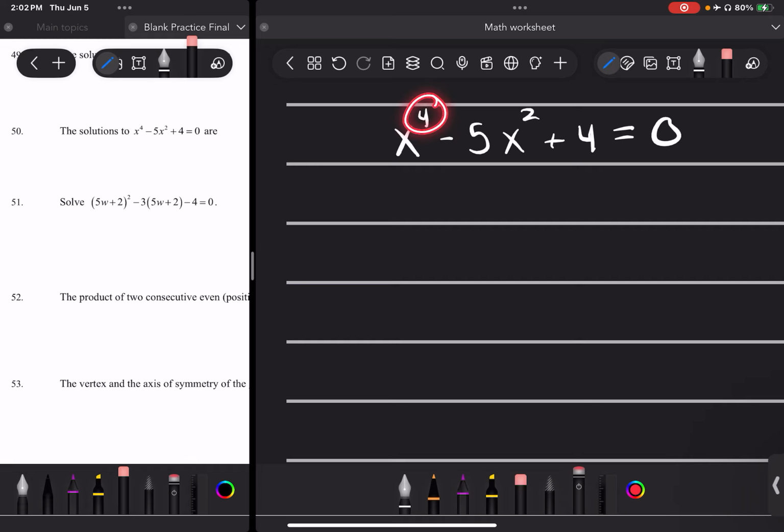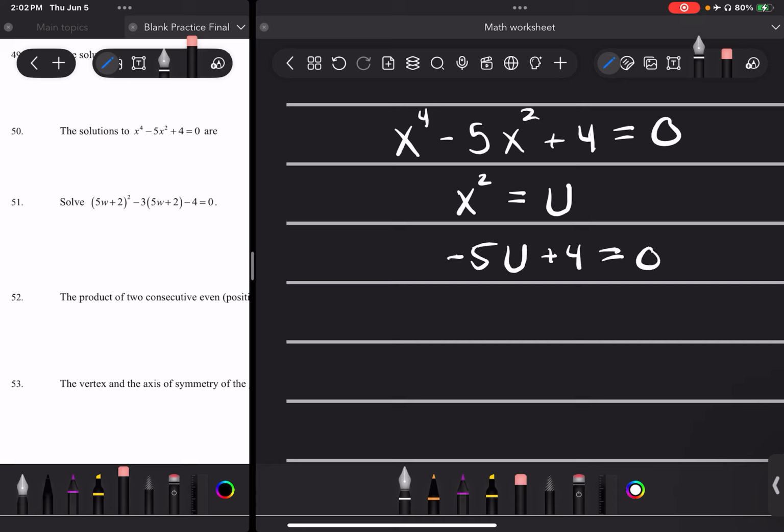Notice that 4 is double of 2. Since it's double, every time we see an x squared, we're going to replace it with a letter. Typically the book uses the letter U, so we're going to use that here. So if every time I see x squared I type a U, that means -5 should have a U here to represent the x squared, plus 4 equals 0.